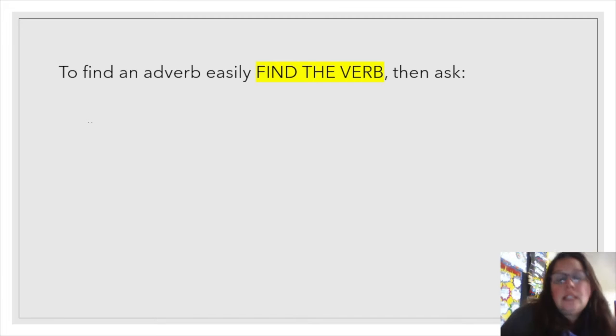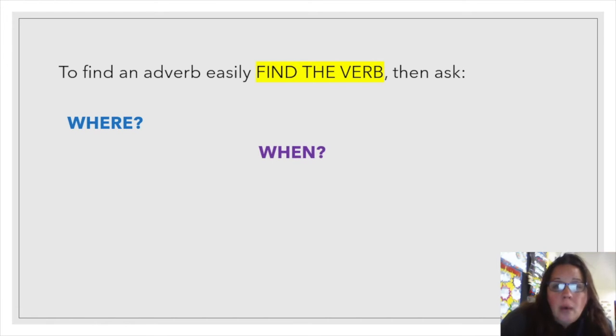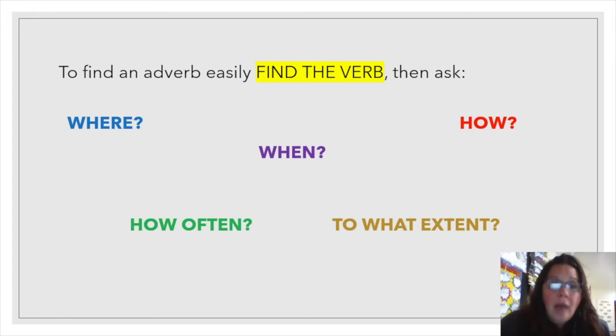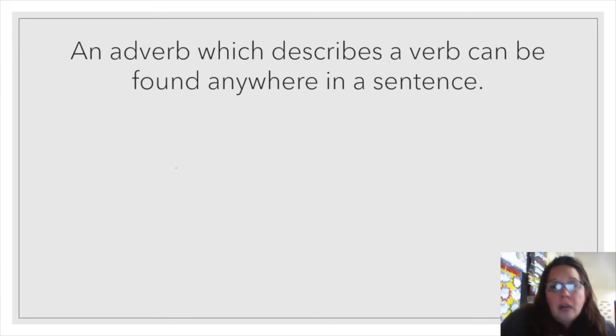So first of all, we need to review: how do you find an adverb? Well, the easiest way to find an adverb is to first find the verb and then ask the questions where, when, how, often, and to what extent. But you have to find the verb first. Then we will be looking at some examples in your book. An adverb which describes a verb can be found anywhere in a sentence.